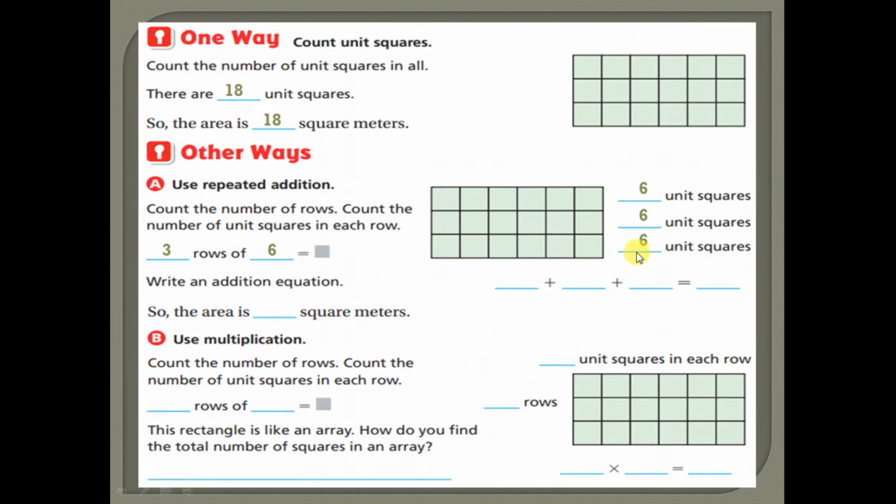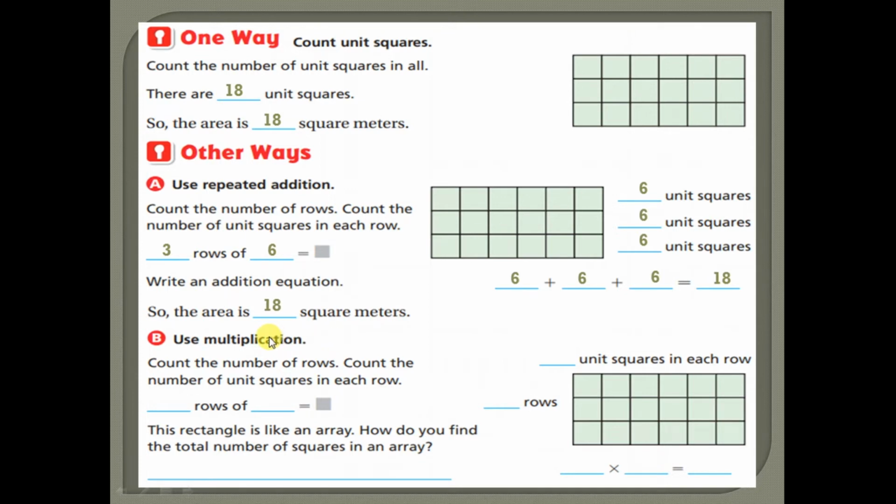We have 3 sixes. So it would be 6 plus 6 plus 6. So let's add them together. 6 plus 6 is equal to 12. 12 plus 6 gives me 18. So the area here will be 18 square units. And the unit that I'm using here is meter. That's why it will be square meters.